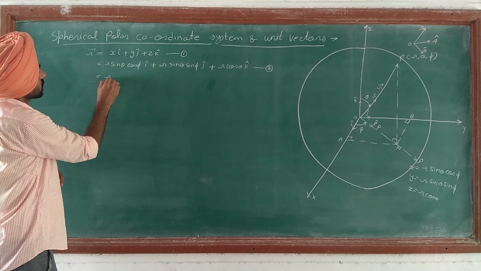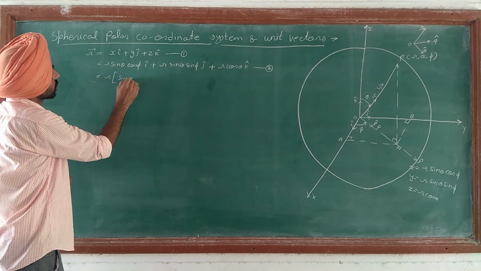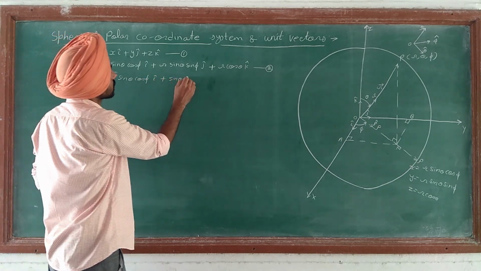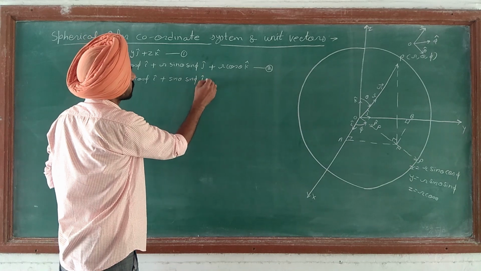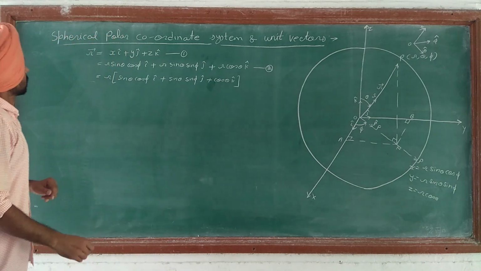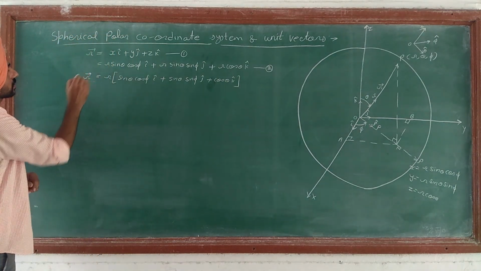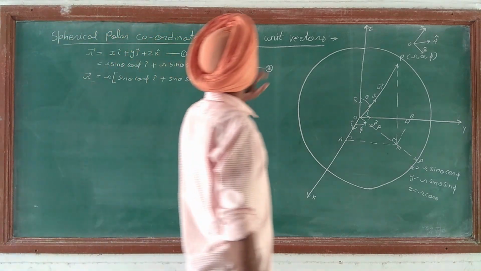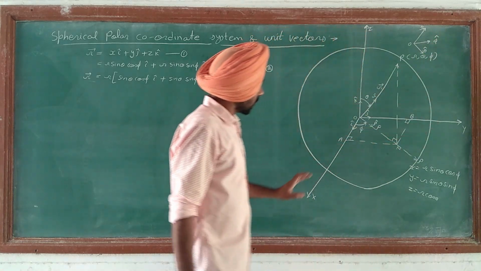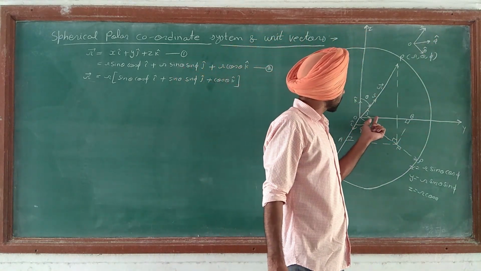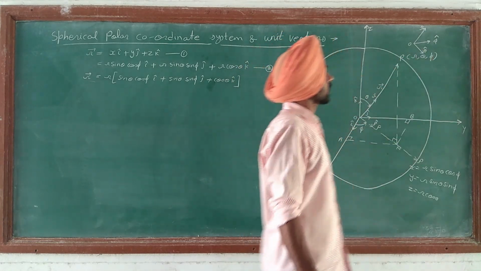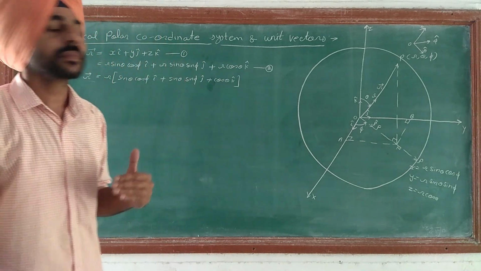Simply we can write it as r common, sin theta cos phi i cap plus sin theta sin phi j cap plus cos theta k cap. This is vector r. Now we are interested to find out the unit vectors, that is r cap, theta cap and phi cap. As we already discussed, in the Cartesian coordinate system the direction of i cap, j cap and k cap is fixed, but in spherical polar coordinate system the direction of r cap, theta cap and phi cap changes with change in position of particle.